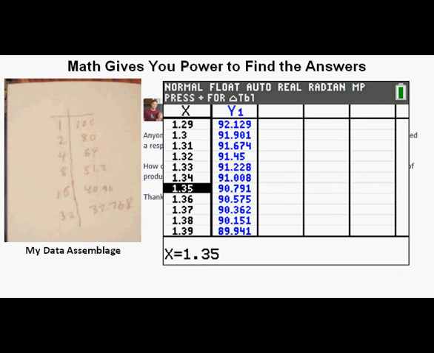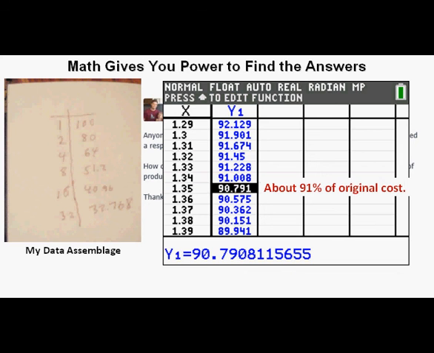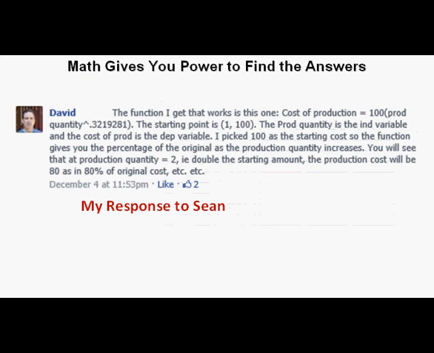More specifically, Sean wanted to know the cost at a 35% increase over the initial production amount. And this is where I found it in the calculator. By changing the table set increments, I changed them to 0.01, then I went to the table view to 1.35. At this input value of 1.35, we get a production cost of 90.791, meaning nearly 91% of the original cost. This is the way I answered Sean after having found the equation.